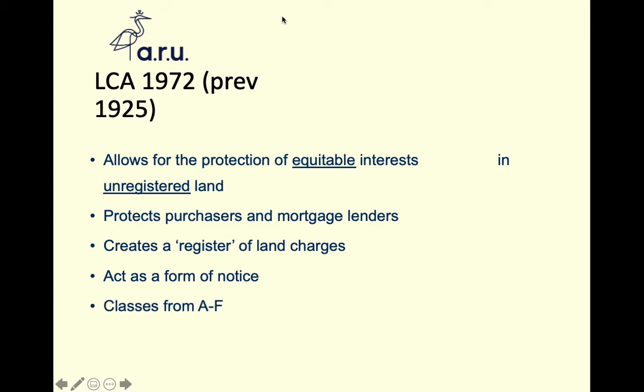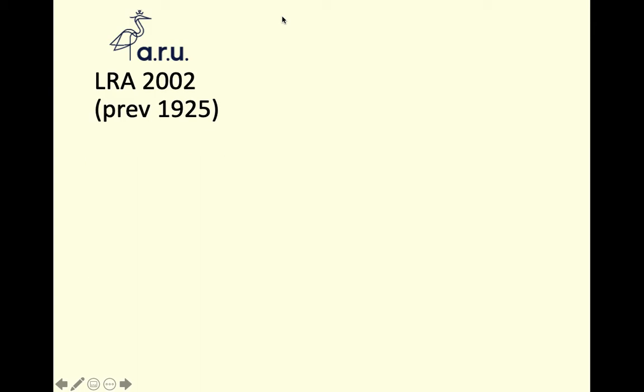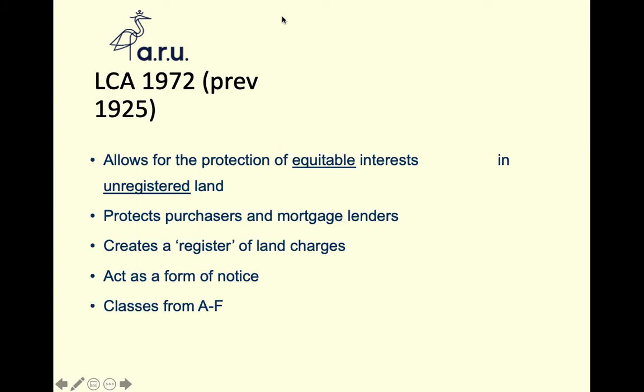The classes are broken down. There's class A to F, and you enter your type of protection against the classification that you have. So as I say, I'm not going to go into that in any great depth because that's unregistered land, and we are going to focus primarily on registered land, so you don't need to learn this.